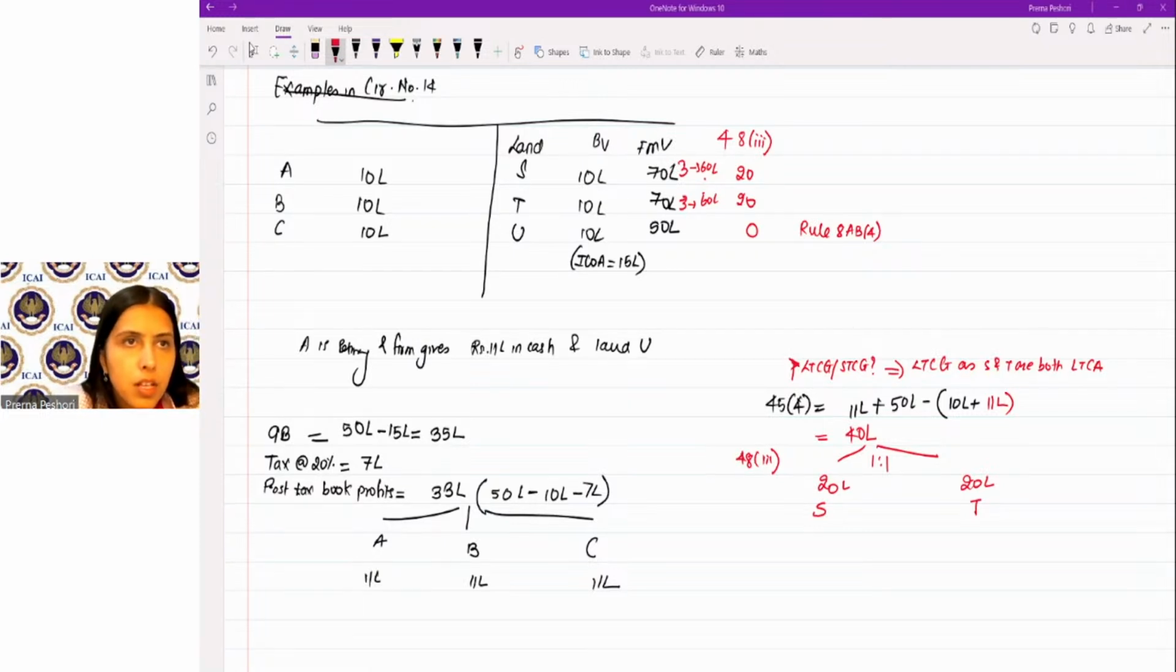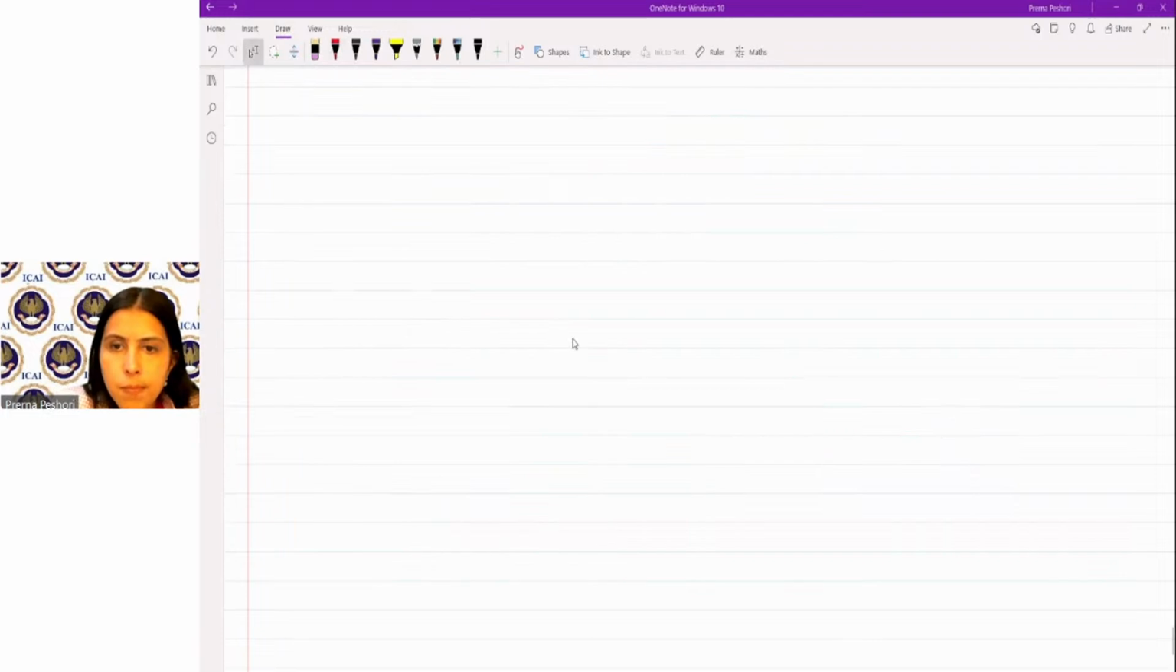Okay. Let me give you one more example, again from the circular itself. Is this example clear? Okay.